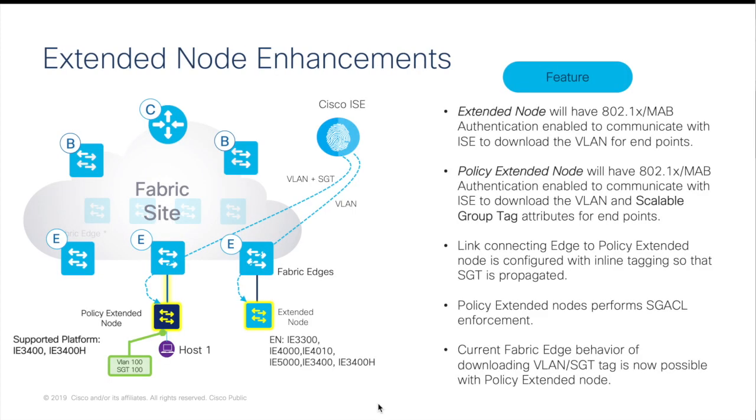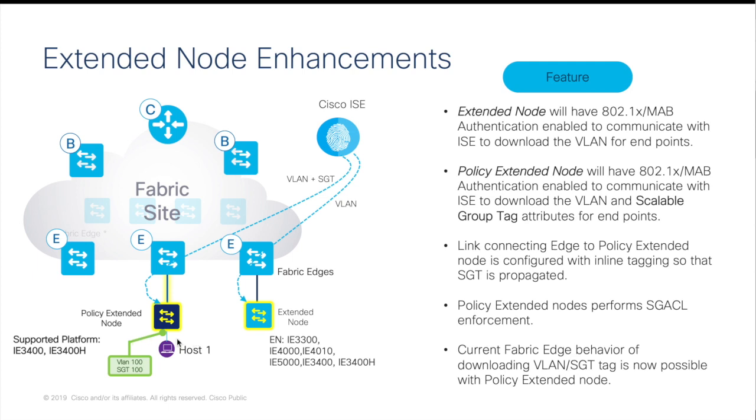Okay, just to show the new features then, we have a new feature on the standard extended node, and that is we're implementing MAB and 802.1X on these access ports, such that when endpoints connect, they can authenticate with Identity Services Engine, and ISE can assign those endpoints into the correct VLAN. So that's a new feature in 17.3.3, and it's supported on those devices listed. But the main new feature for 17.3.3 is the policy extended node.